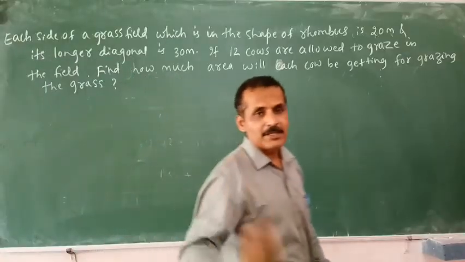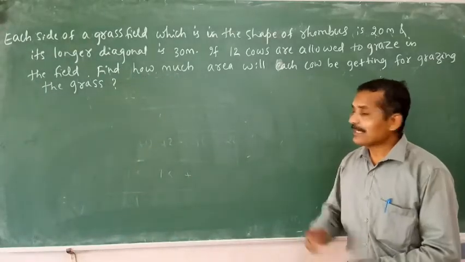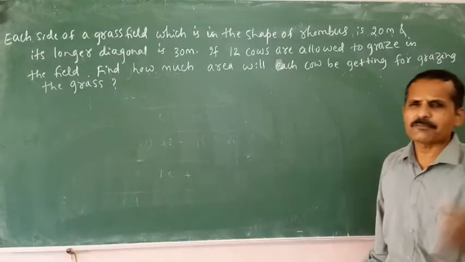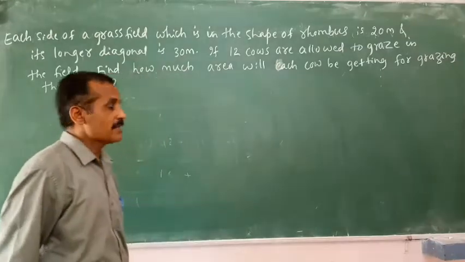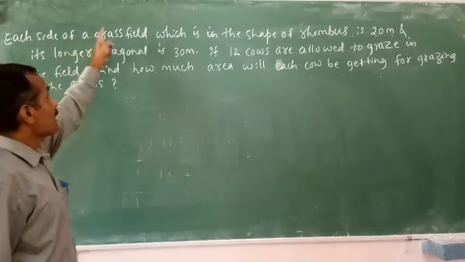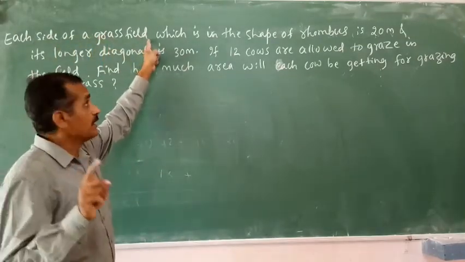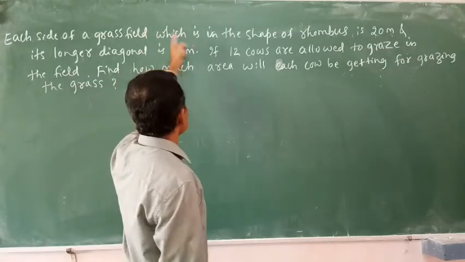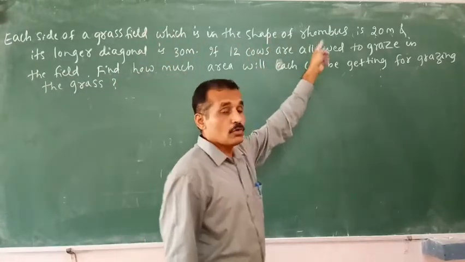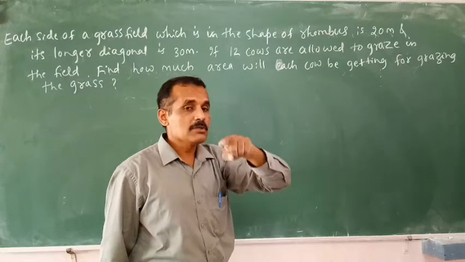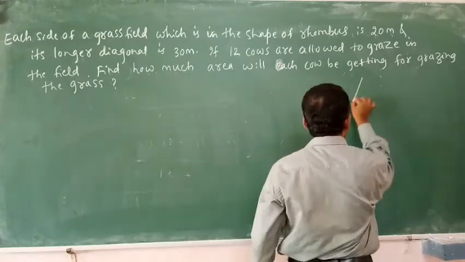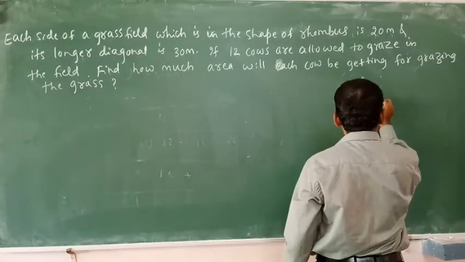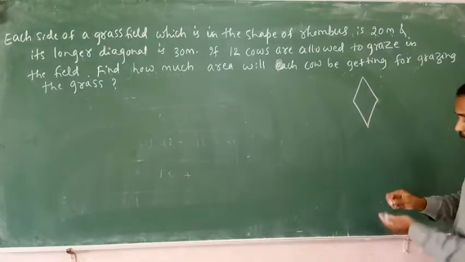This is another problem. Let me explain it to you. Once again, same thing. Those who have understood this problem, you can solve it yourself. Each side of a grass field, which is in the shape of a rhombus. You know the property of a rhombus? Rhombus means all the four sides are equal. This is a field in the shape of a rhombus.